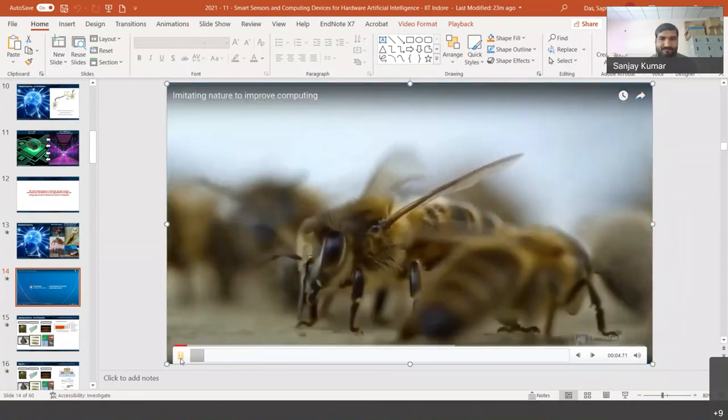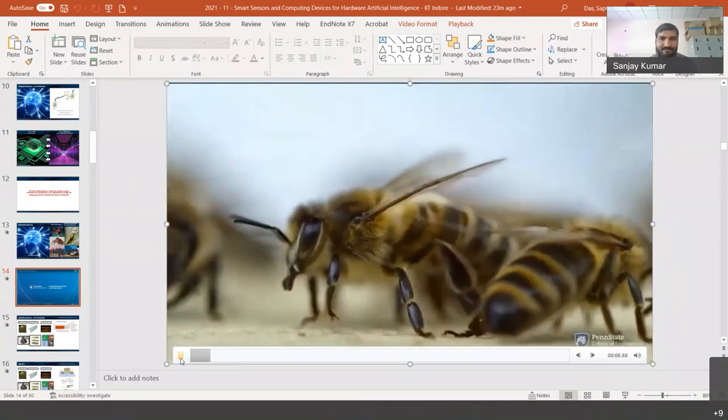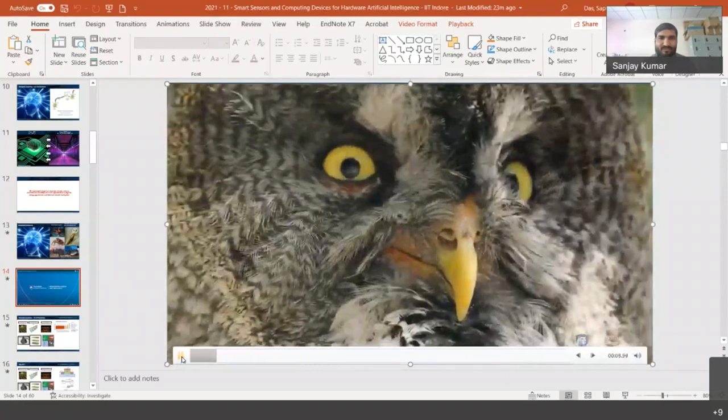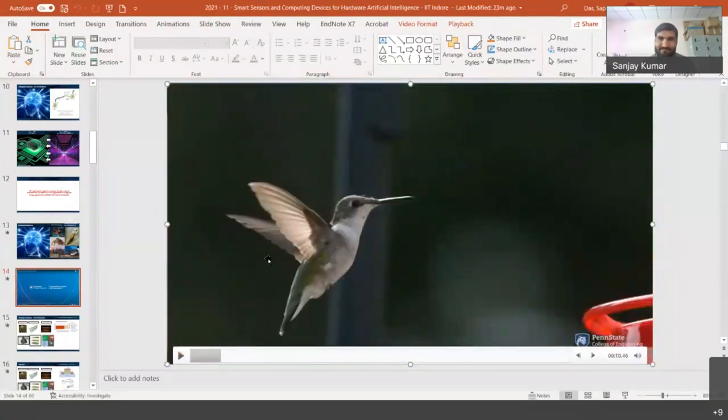It is pretty well known that animals can actually rely on their sensory skills in order to locate prey, find their prey.